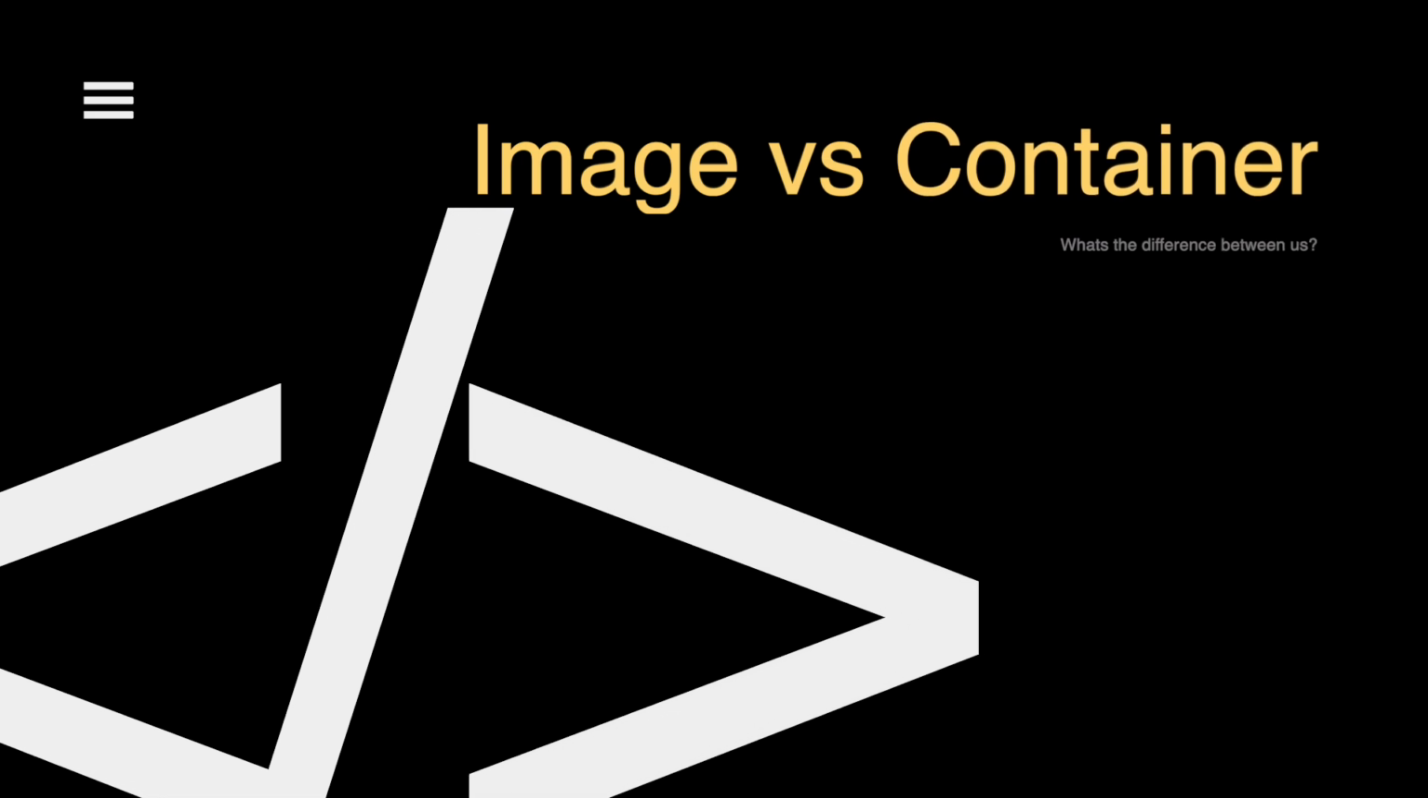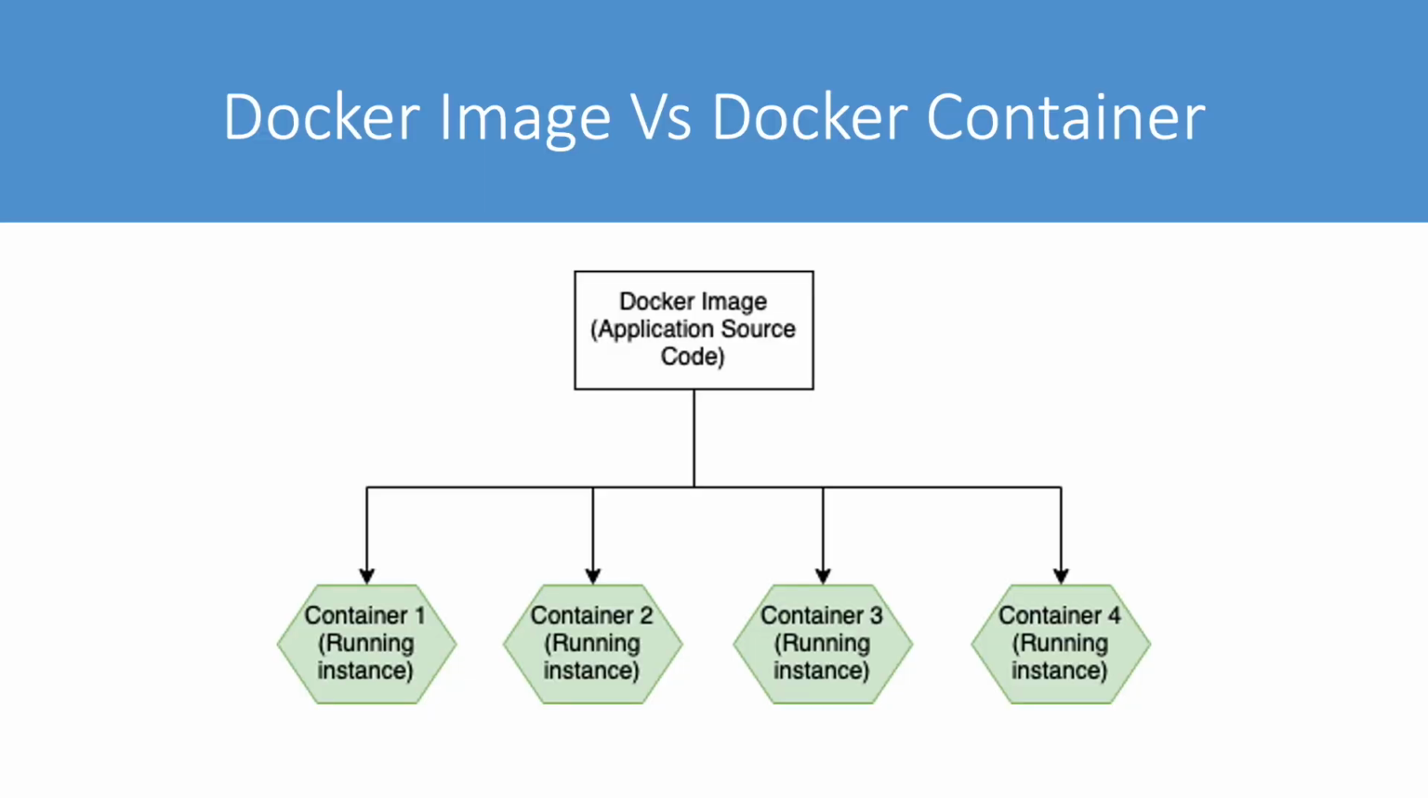So what's the difference between a Docker image and a Docker container? This graph will illustrate the main difference. As we can see here, we have one Docker image, which is the application source code, the binary, and the configuration. And from one Docker image, we can initiate as many containers as we want. For example, we have container 1, container 2, 3, and 4. All of these containers are exactly the same application, and they are based on the exact same image, as you can see from this picture.